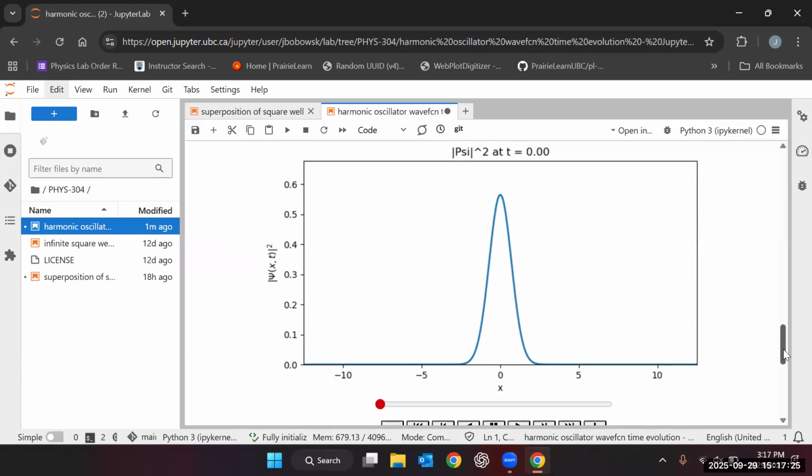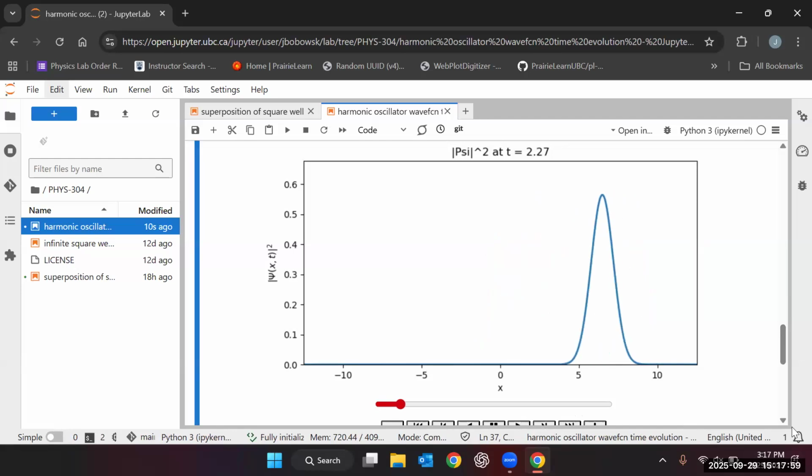I'm going to press the play button, and it's going to show us how this absolute square of the wave function evolves with time. Remember, the interpretation is that this is a probability density. It's telling you if I made a measurement, what's the probability of finding my particle at a certain value of x? And so it's set up so that right now at t equals 0, there's highest probability of finding it right in the center, x equals 0. And so let's play this thing.